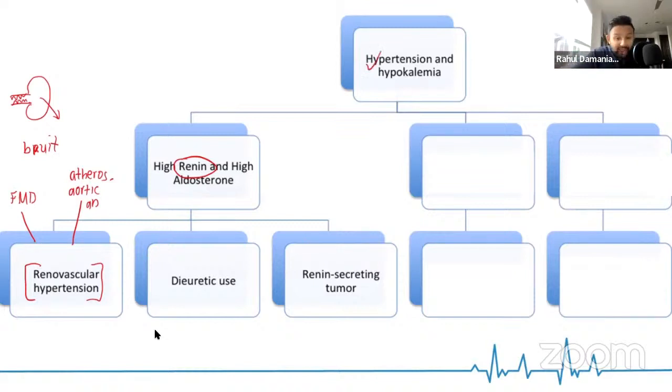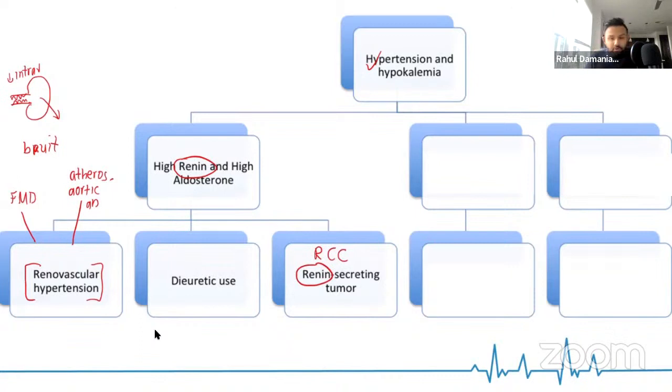Patients who are on diuretics, remember, they are going to have a decrease in intravascular volume. And that decrease in intravascular volume decreases the effective perfusion to the glomerulus. And subsequently, you are going to have a firing of renin. Finally, renin secreting tumors. Maybe you have a patient who has renal cell carcinoma on your exam. Those can give you high aldosterone downstream.